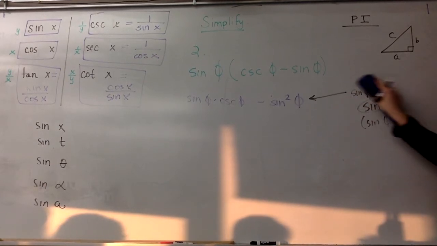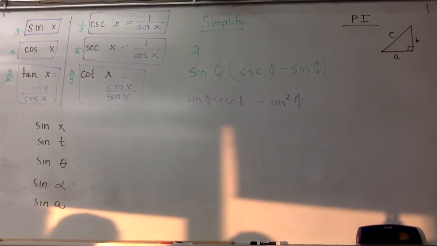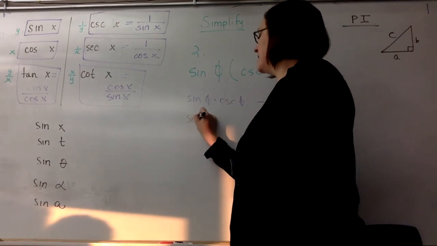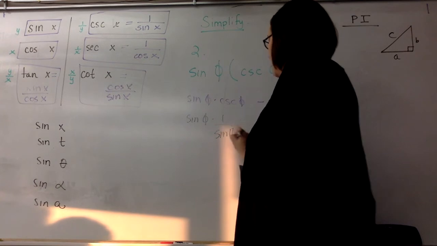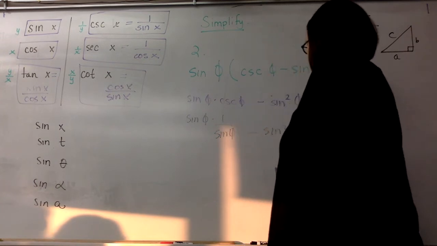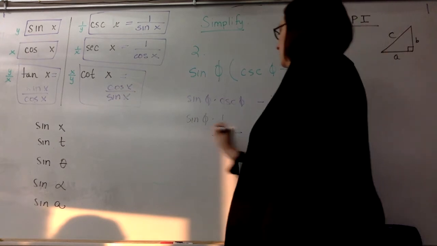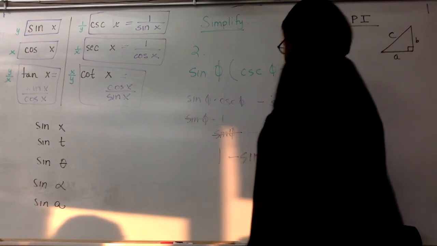All right, so that's the first notation piece. Now we have what's in purple. Now it's going to look like the first example, a little bit more complicated. Sine of phi stays the same, times 1 over sine phi minus sine squared phi. What happens when I take sine times 1 over sine? What cancels? Sine. Leaves me with 1 minus sine squared phi.